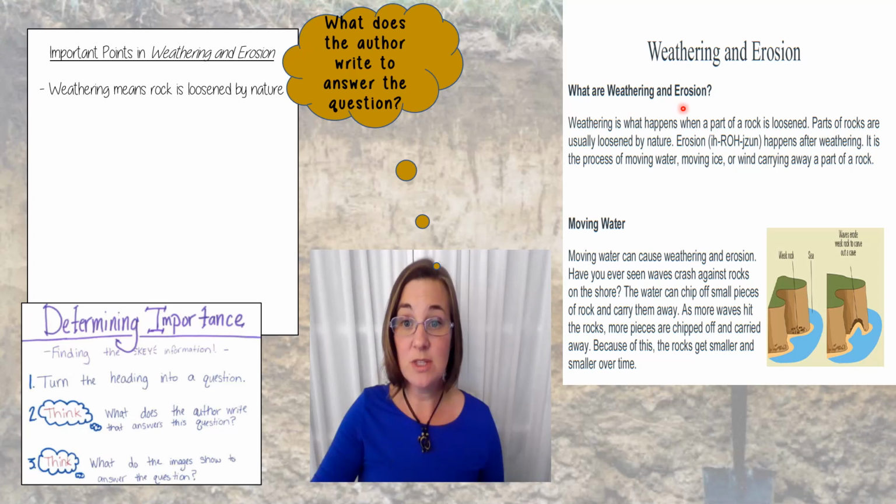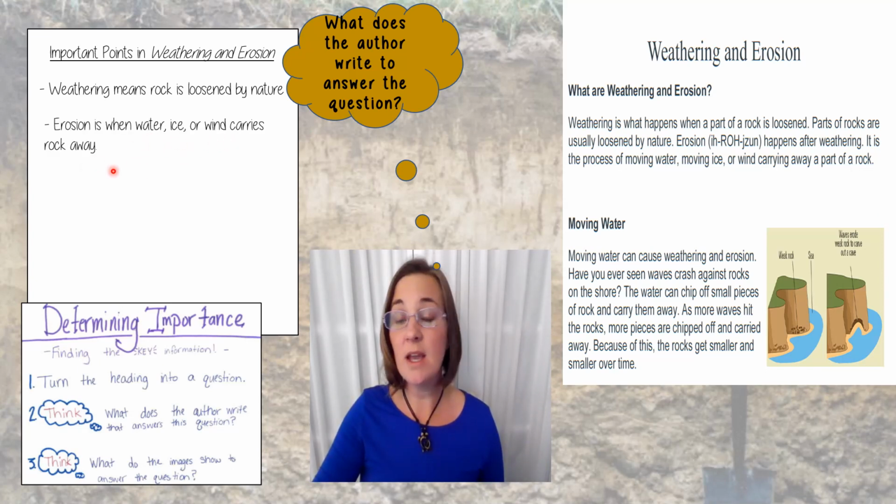And then I need to answer this part of the question. What is erosion? Well, erosion happens after weathering, and it is the process of moving water, moving ice or wind, carrying away part of a rock. Again, I don't want to write all of that. I just want to summarize it in my own words. So I can put erosion is when water, ice, or wind carries rock away, because that's just a summary of what the author was saying.